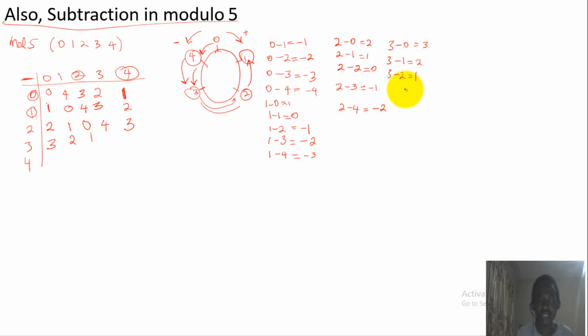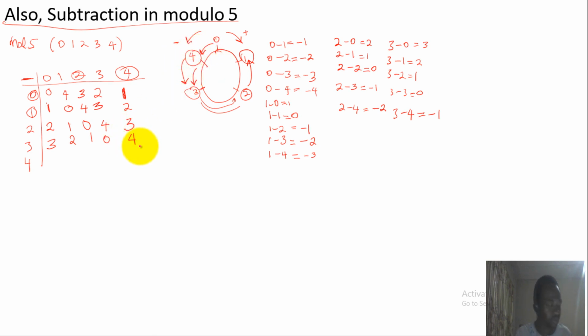That will give me 0. If we have 3 minus 3, that will give me 0. Automatically, I'm going to have 0 here. Then when I have 3 minus 4, that is minus 1. It's going to move in the anti-clockwise direction 1 time, which is 4. That will give me 4.